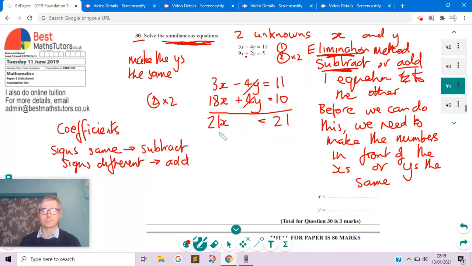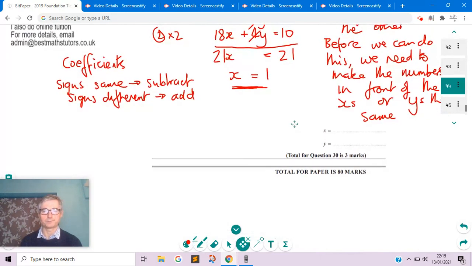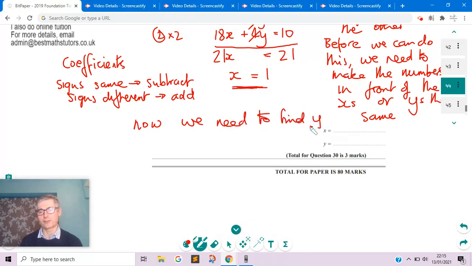So I've got a little mini equation there. I've got 21x equals 21. And if I just divide both sides by 21, I'll end up with x is equal to 1. So I found out what x is. So it's the next step. Now we need to find y. We've found what x is, we need to find out what y is.